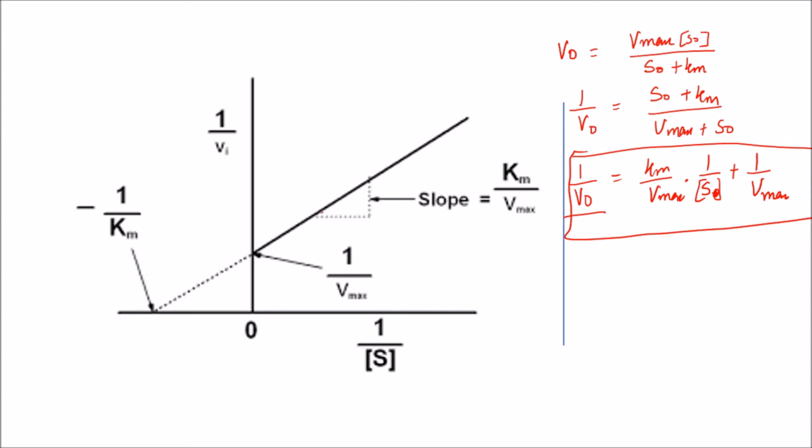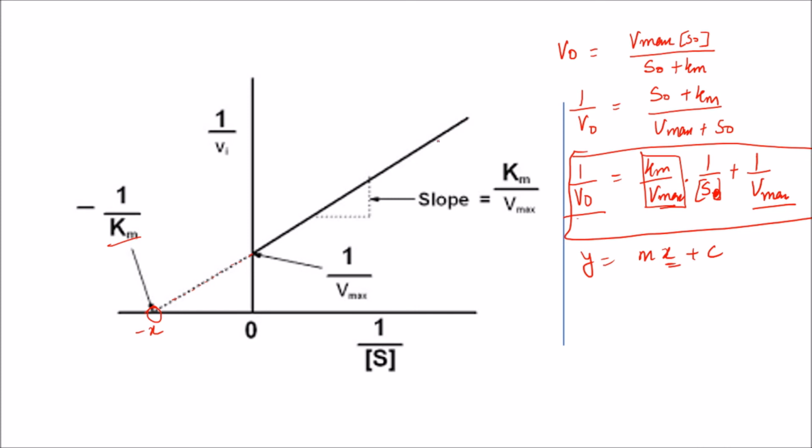We will have a linear graph, and when this graph is extended toward the back side, it will touch the minus x side, and that will define the Km value. As this equation represents y is equal to mx plus c, here c is 1 by Vmax, m is the constant value Km by Vmax, and 1 by S naught is represented by x. So we are plotting a graph between y and x, where y is 1 by V naught and x is 1 by S naught, or the substrate concentration.